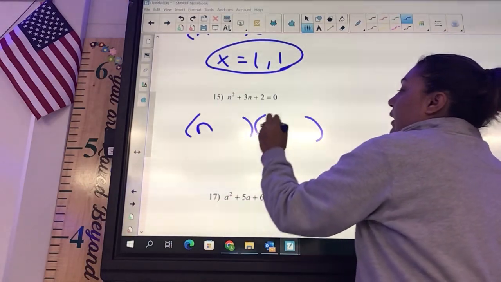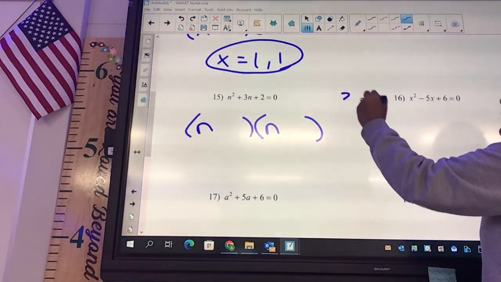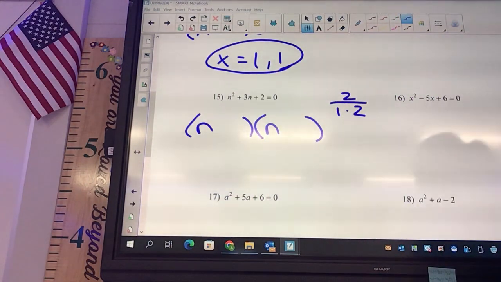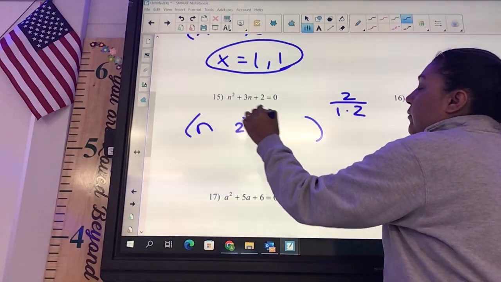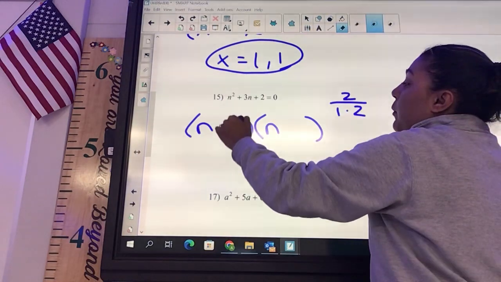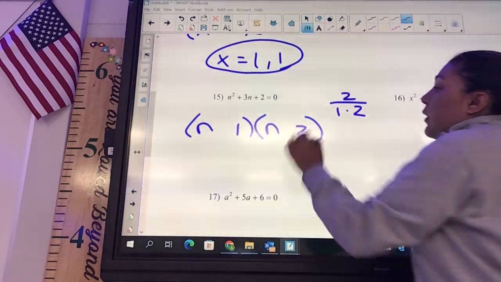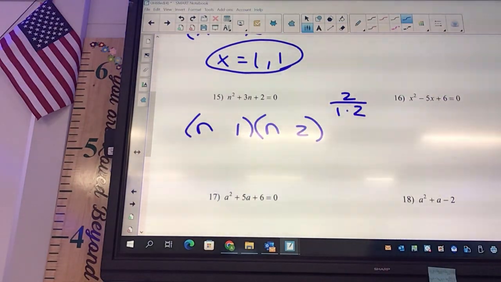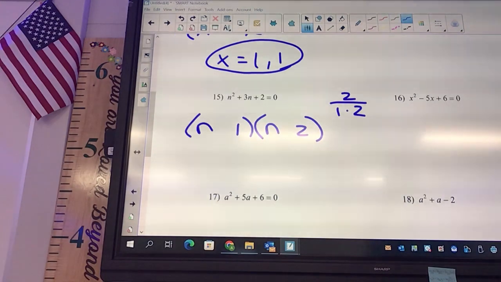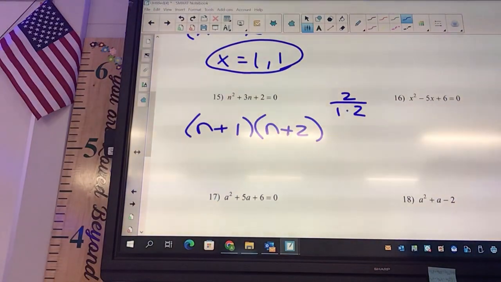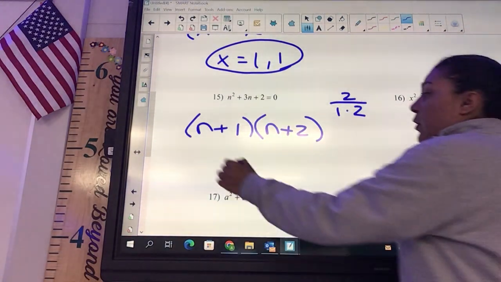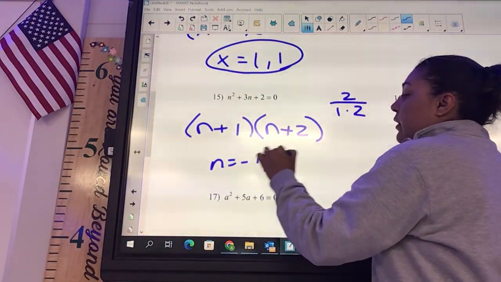We got n and n, and my number is a 2. So we got, I'm gonna put a 1 there. Okay, how can I get a plus 3? Plus plus? Stop or keep going? Keep going. You're gonna get n equals -1, -2.